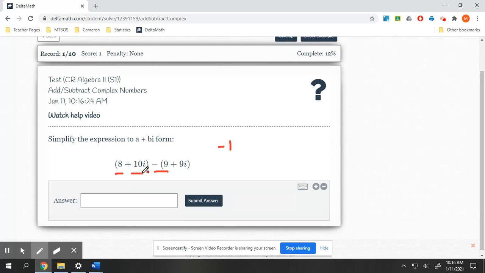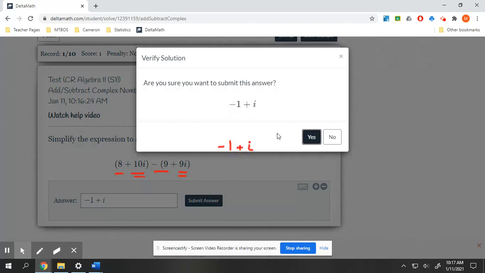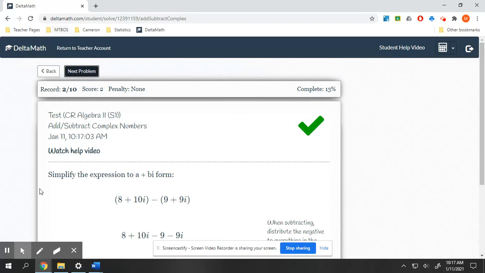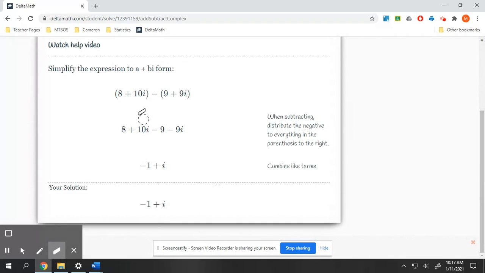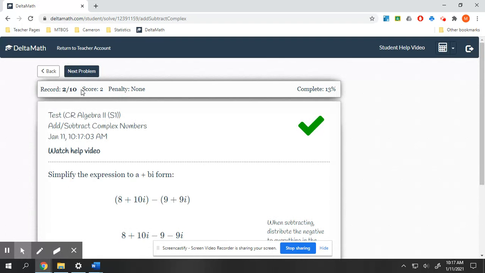Now I have 10i minus 9i. If I distribute that negative, that's a negative 9i. So that is plus 1i. And you really don't need to write the 1 in there. Just negative 1 plus i should be fine. And submit answer, and you should be good. All right, so that is for adding and subtracting.